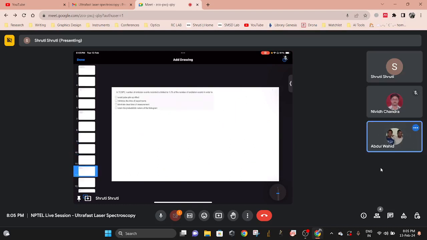Okay. So the question which I just explained is this: in TCSPC, the number of emission events recorded is limited to 1 to 2% of the excitation events in order to avoid the pulse pile-up effect and retain the probabilistic nature of the histogram. Is this fine, or do I need to explain this again?